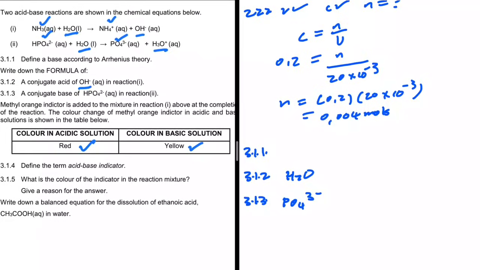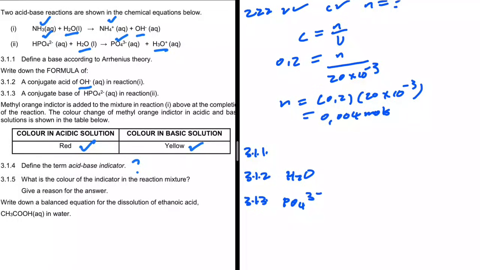And then 3.1.4, define the term acid base indicator. This is not a very common definition, but an acid base indicator is a weak acid or a weak base whose color changes as the H plus ion concentration or the OH minus ion concentration in the solution changes. So a weak acid or a base that will change color if the concentration of H plus changes or if the concentration of OH minus changes. That is an acid base indicator.